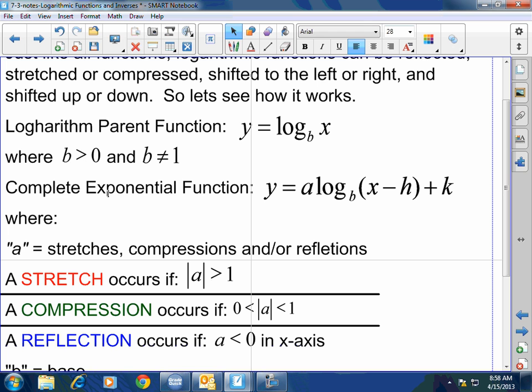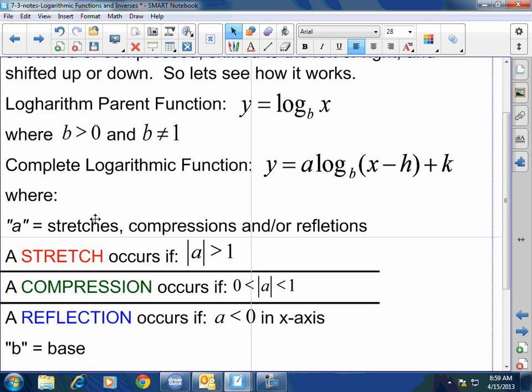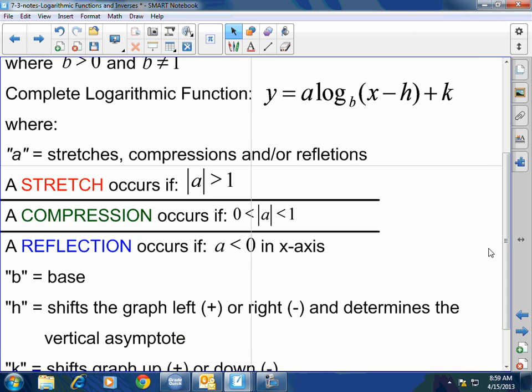The complete logarithmic function is y equals a log base b of x minus h, plus k, where, just like before, a is the stretch, the compression, and or reflection. If the absolute value of a is greater than 1, you have a stretch. If the absolute value of a is a fraction between 0 and 1, you have a compression. And if a is less than 0, there is a reflection in the x-axis.